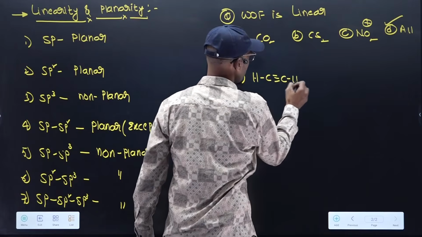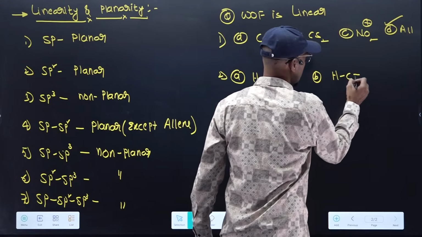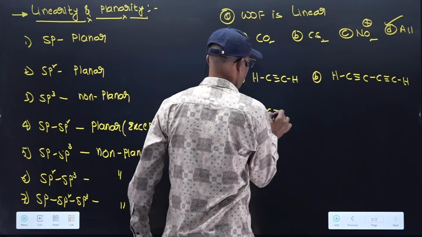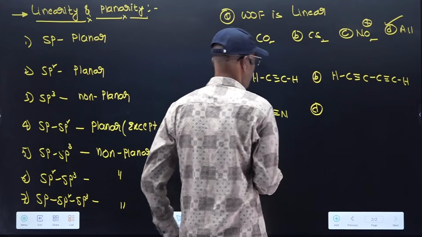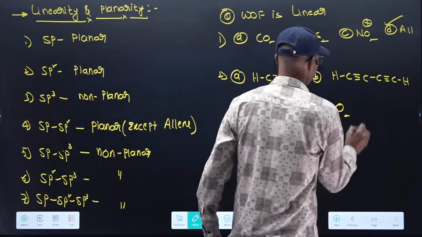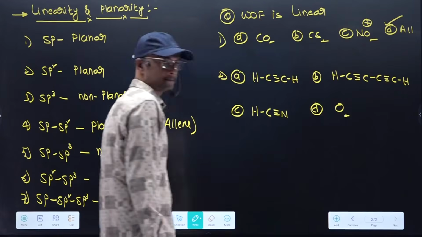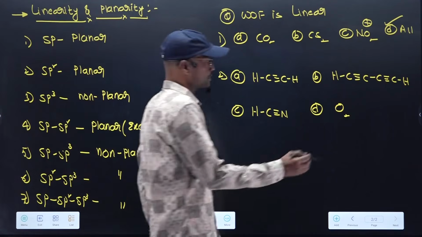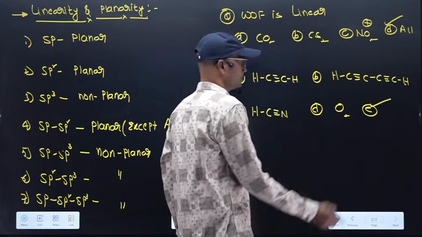Here carbon carbon triple bond. Which of the following is a linear molecule, or we can say which of the following is linear? All are linear or not? Yes, here also all are linear. All are linear.